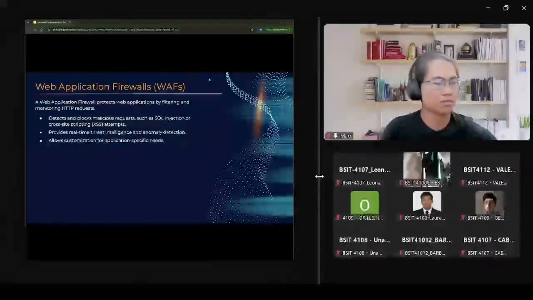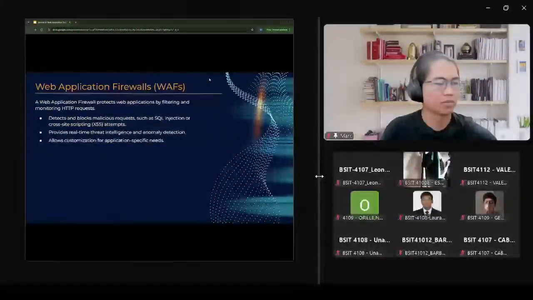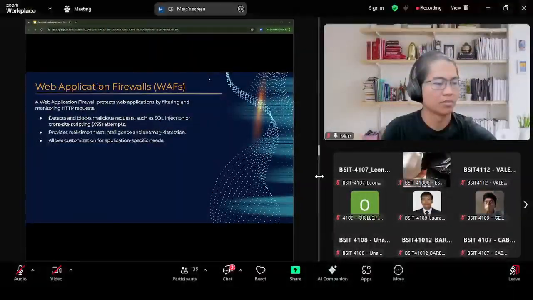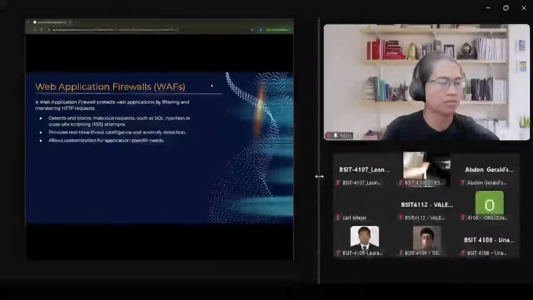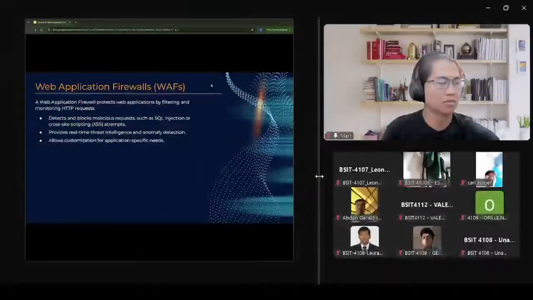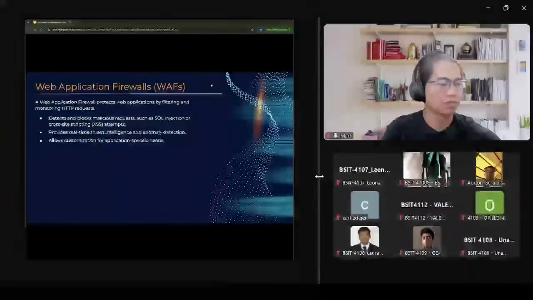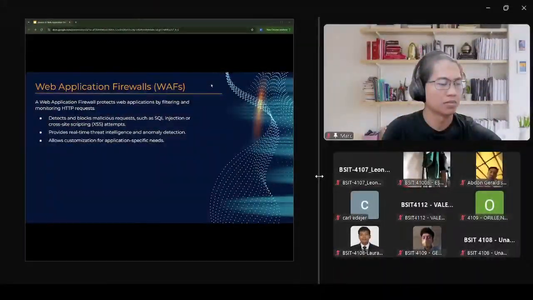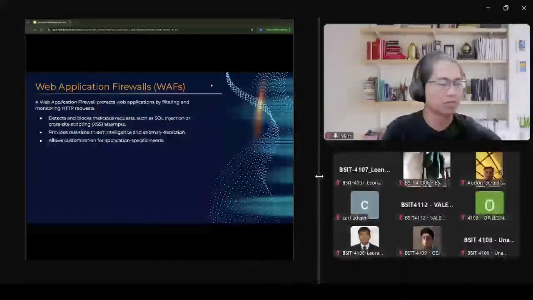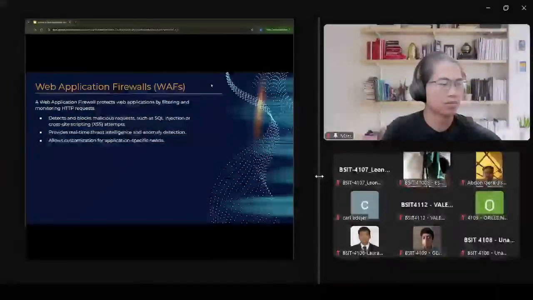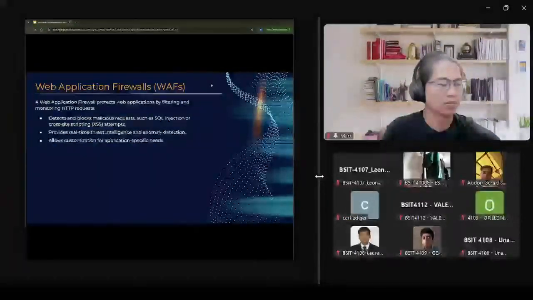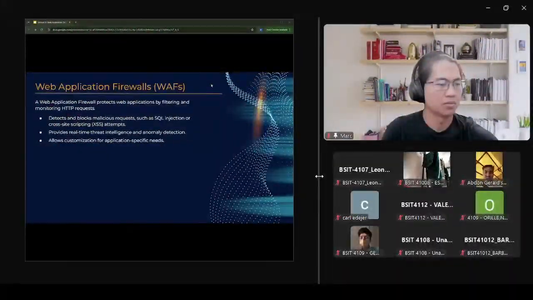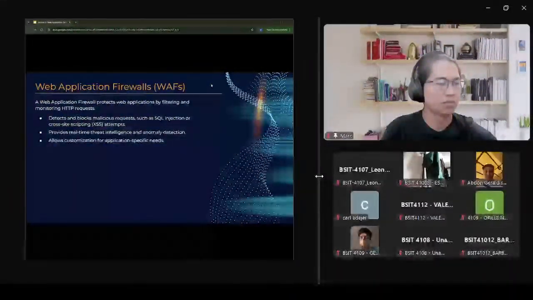What are the key features of a web application firewall? WAFs excel at identifying malicious patterns in HTTP requests. They detect and block malicious requests. For instance, if an attacker tries to insert SQL commands in a login field, the WAF detects this unusual behavior and blocks the request before it even reaches the server. Some WAFs even come preloaded with rules that address the OWASP top 10 vulnerabilities, providing a strong baseline of protection.